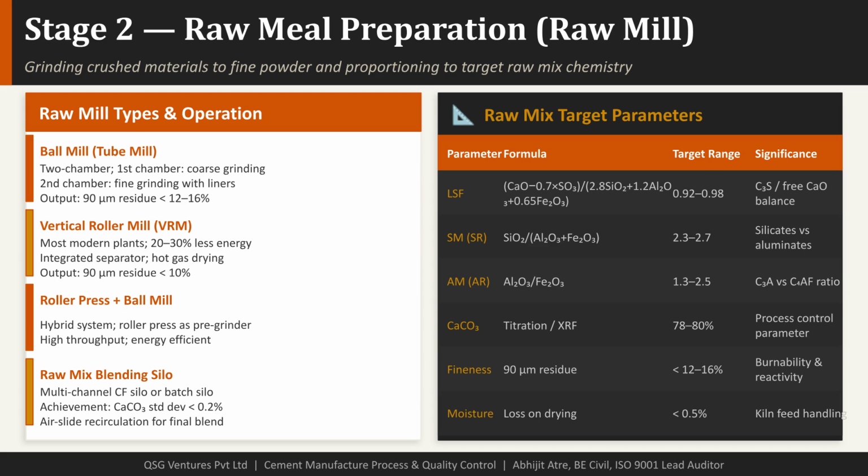Stage 2 is raw meal preparation in the raw mill. Common types include ball mills and vertical roller mills, or VRMs, which are highly energy efficient. Blending silos ensure the raw mix chemistry is consistent. Raw mix quality is governed by key parameters like LSF, SM, AR, calcium carbonate, fineness, and moisture content, each with specific target ranges and significance for clinker properties.